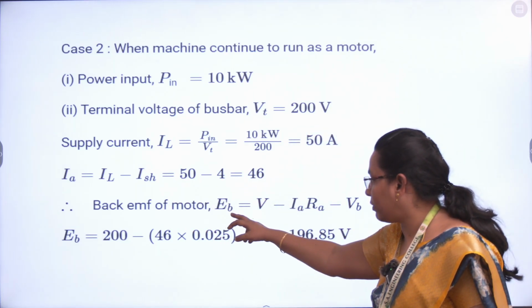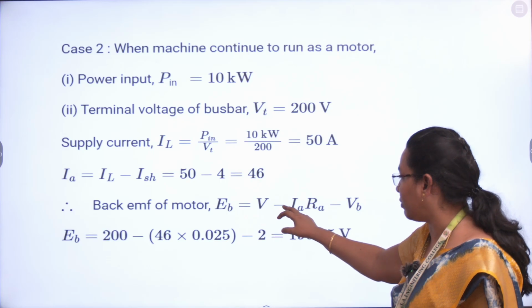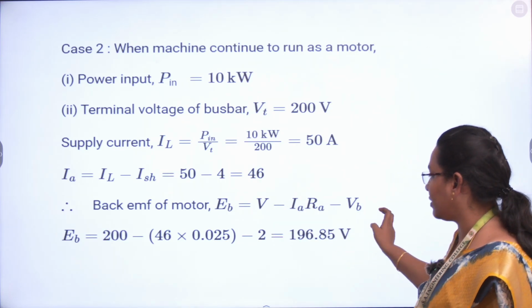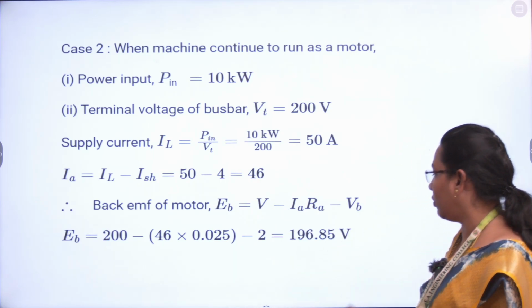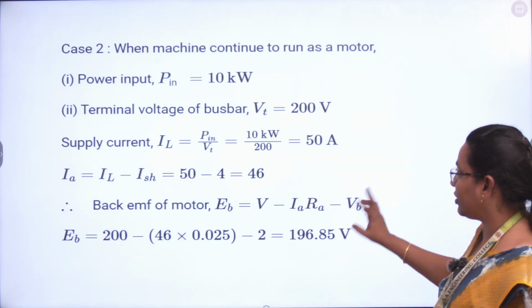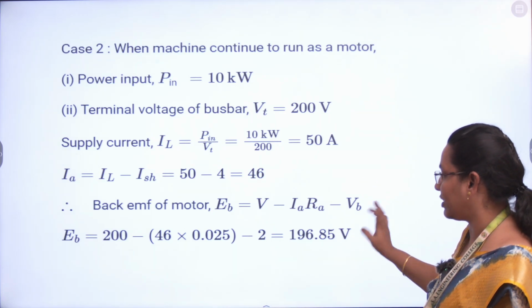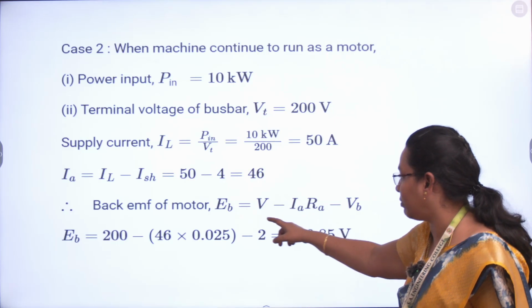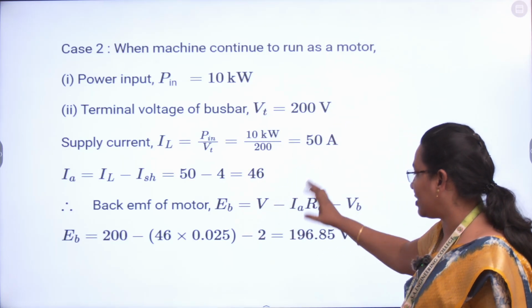And what is the back EMF value? EB equal to V minus IA RA minus brush drop. So finally we get 196.85. So the machine can be operated as both motor as well as generator, which can be decided based on the operation.